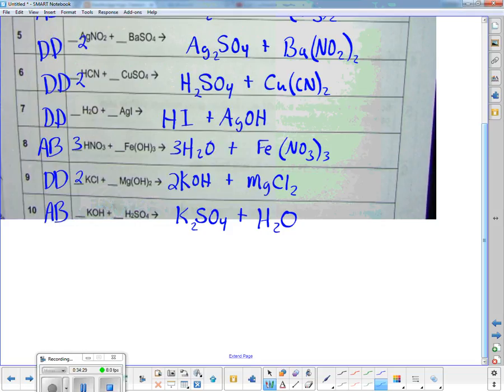Erasing this. I can see real quickly my potassiums are not equal, so I need to put a 2 in front of that. My sulfurs are equal. Then I go to my hydrogens. On my left, I have 4 hydrogens, 2 with the KOH and 2 with the H2SO4. So I need 4 on the right. So I put a 2 in front of that. Double checking my oxygens. I've got 6 on the right and I've got 6 on the left, so we're good.